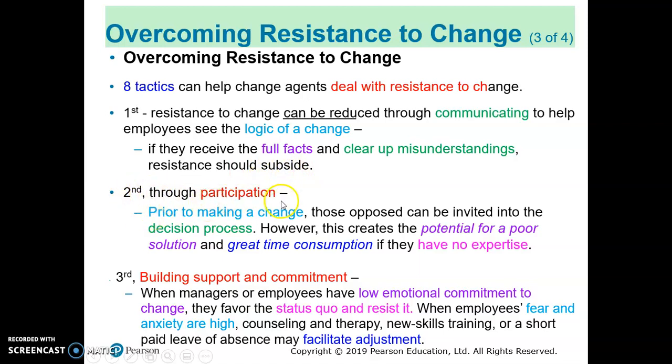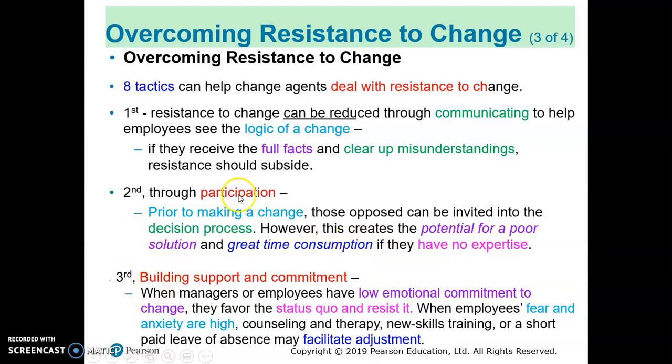Next is through participation. So prior to making a change, those opposed can be invited into the decision process. That means inviting employees, especially those employees who oppose a change. However, inviting employees to the decision making process or to participate in activities, especially decision making, has the potential for a poor solution, and also great time consumption if the employees have no expertise in the area they were invited to participate in.